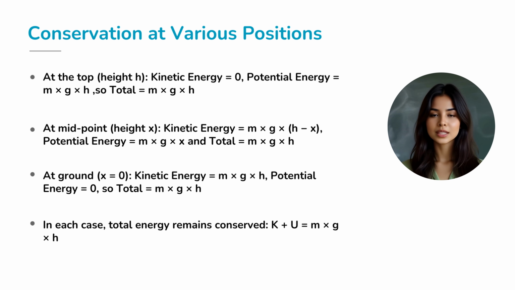Now at an intermediate height x, kinetic energy is mg(h minus x). Potential energy is mgx. Add them, and again you get mgh. And finally at the ground, potential energy is 0, but kinetic energy is mgh. So again, total energy is the same. In every case, the body's mechanical energy remains unchanged. That's the beauty of this principle.